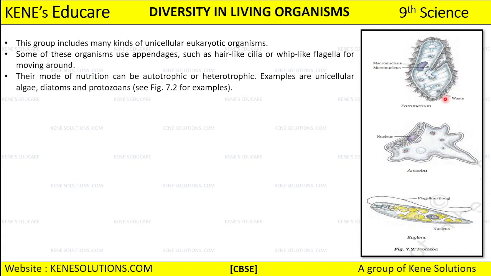Okay, and the mode of nutrition: the organisms that are included under Protista are either going to be autotrophic or heterotrophic. Now autotrophic means what? They are going to make their own food. And heterotrophic means what? They are going to be dependent on plants or other animals for their food, then they are called heterotrophic.